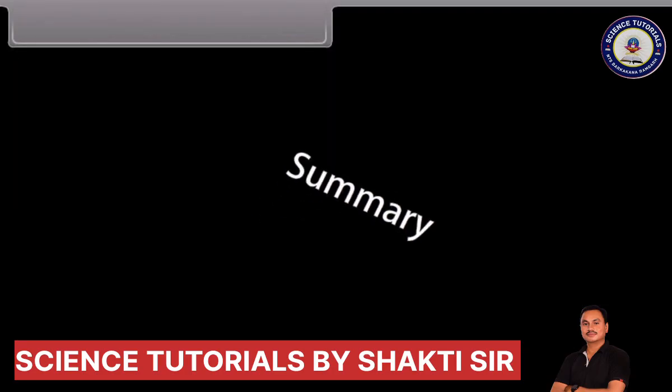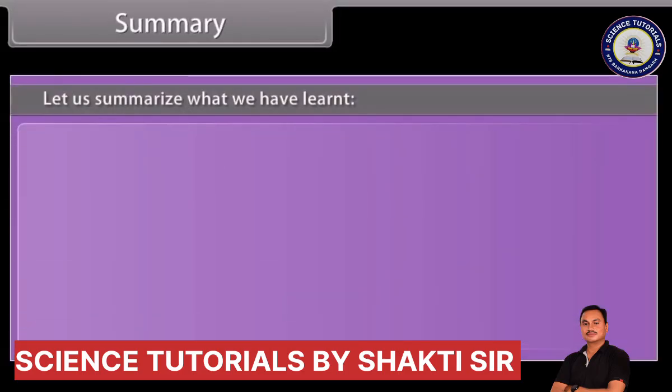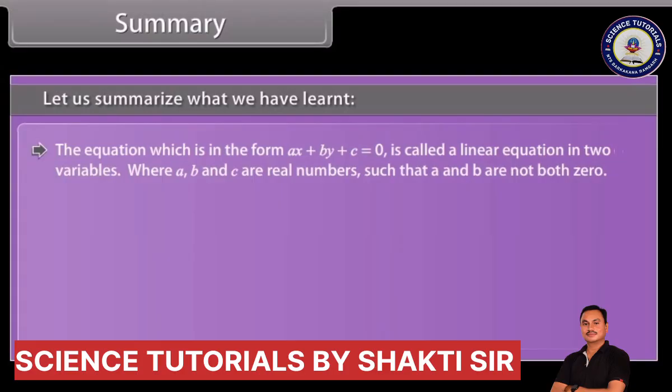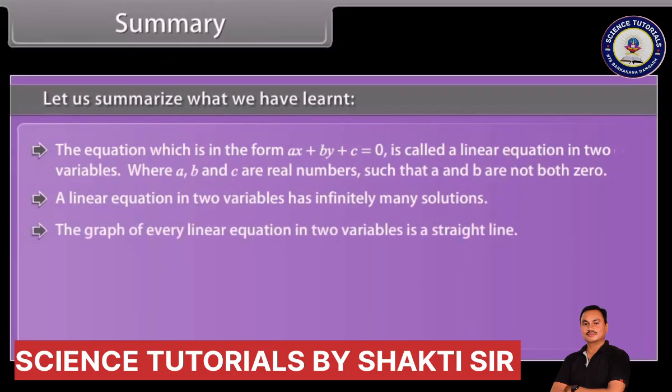Summary. Let us summarize what we have learned. The equation in the form ax + by + c = 0 is called a linear equation in two variables, where a, b and c are real numbers such that a and b are not both 0. A linear equation in two variables has infinitely many solutions. The graph of every linear equation in two variables is a straight line.